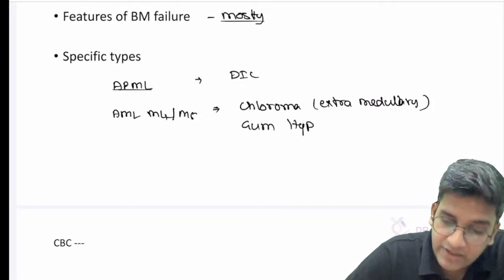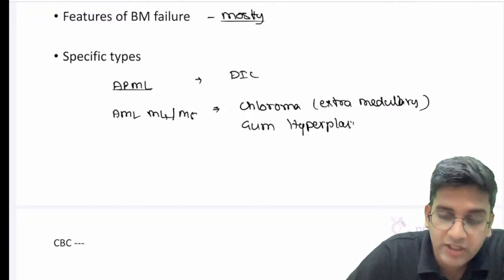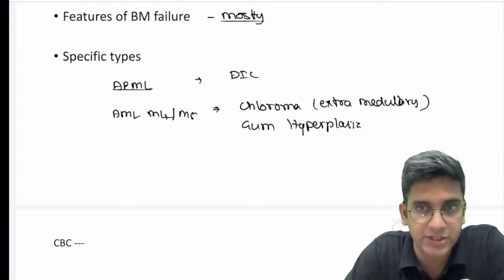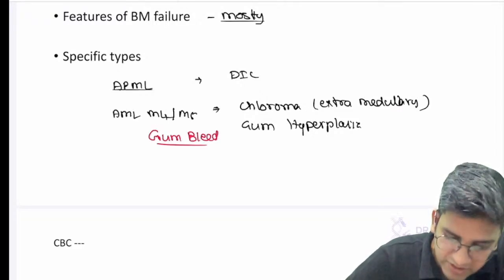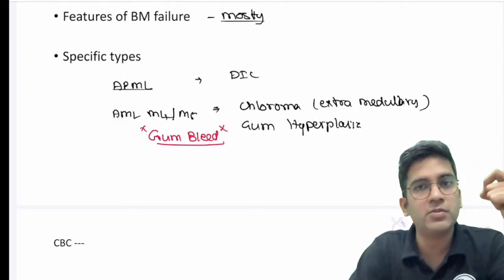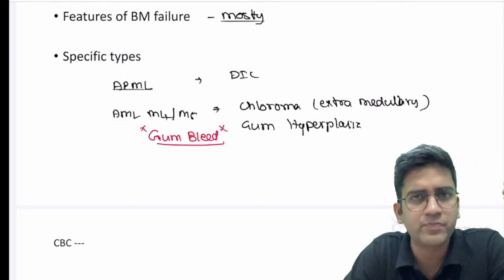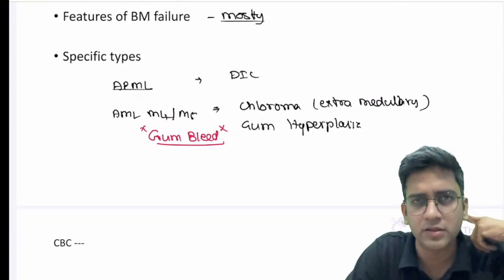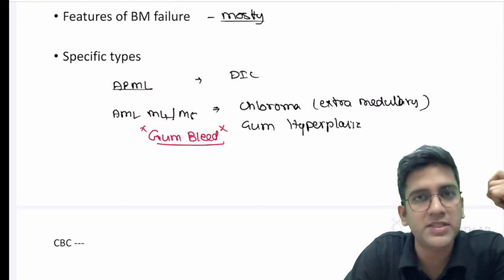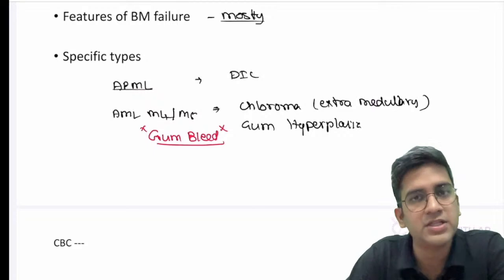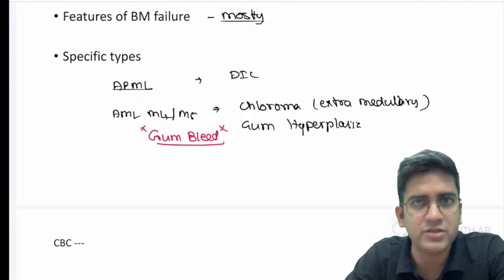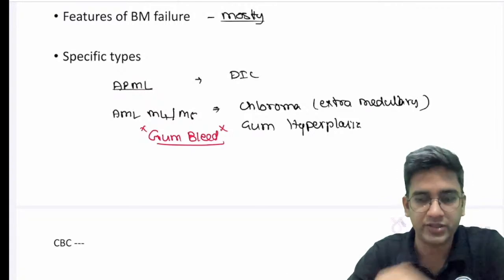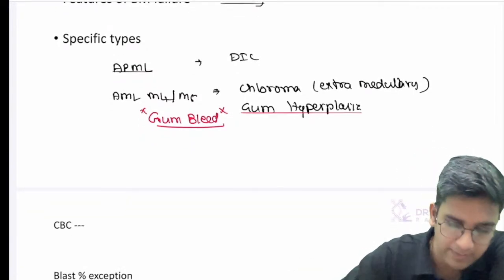Please guys, please be very careful in an exam. Do not confuse gum bleeding with gum hyperplasia. Fine. Gum bleeding is different. Gum hyperplasia is different. Okay. Gum bleeding could be a symptom of, can it be a symptom of acute lymphoid leukemia? Platelets are reduced. Can gums bleed? It can. Gum bleeding is a very non-specific symptom. Don't confuse it with gum hyperplasia and write it as AML-M4. Bleeding can be due to thrombocytopenia, can be due to DIC also, right? It's a very non-specific symptom. Don't confuse that. Fine. Okay, gum hyperplasia can be seen in AML-M4, M5.